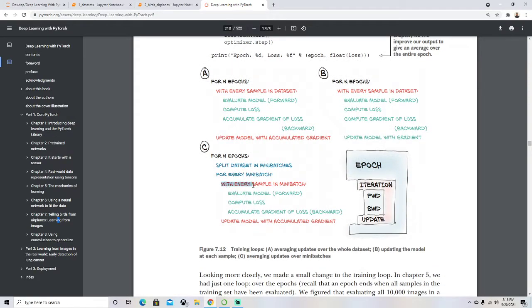So with every sample in the mini batch, it will evaluate the model, compute the loss, accumulate the gradient of the loss, and then update the model based on that. It'll only do this after the mini batch is done. Technically, you could picture it feeding in an image, then the next image, then the next image. Say it's a mini batch of 4, it'll feed in all 4 of those images, and then it will update the model with the accumulated gradient.